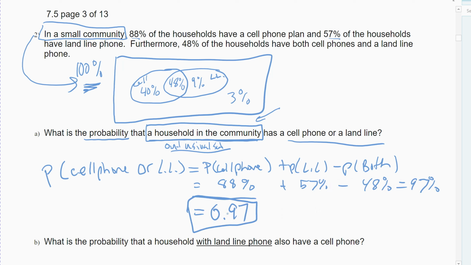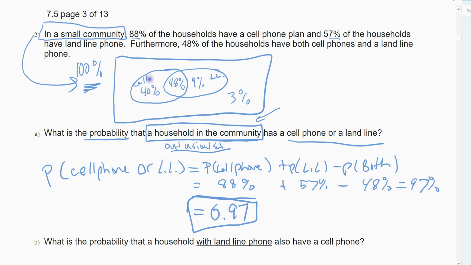Again, that's using the formula. You don't have to use the formula, though, if you have the Venn diagram. It's just all of the people that land in these two groups. These people make up 97% of the community, so 97% of the community land in the cell phone circle or the landline circle. Either way is fine. I encourage Venn diagrams because I think it's an easy way to recognize what's happening, but you could use the formula as well. Alright, part B.